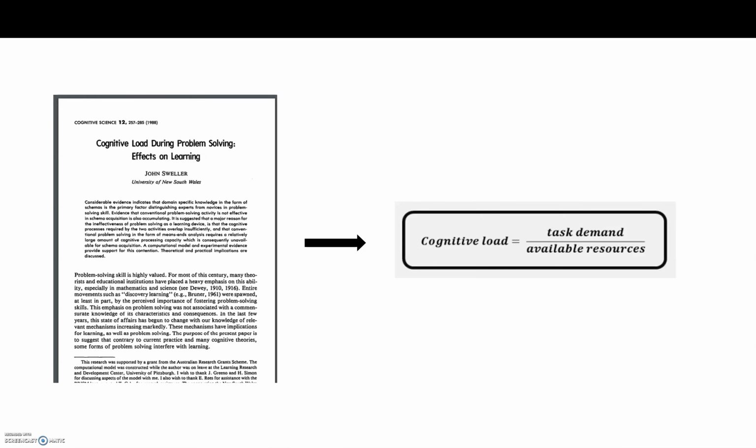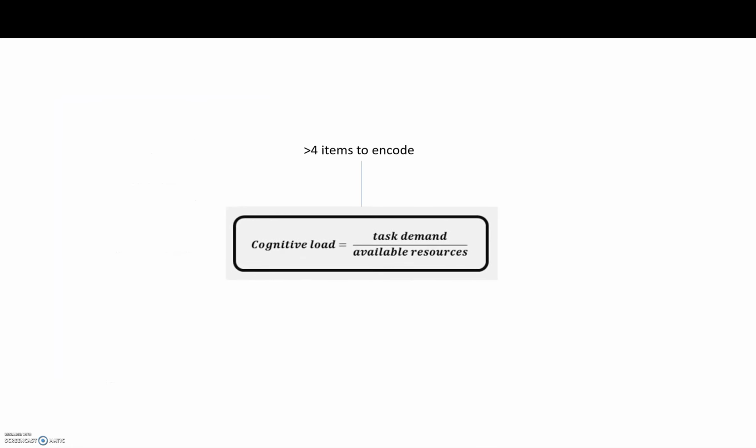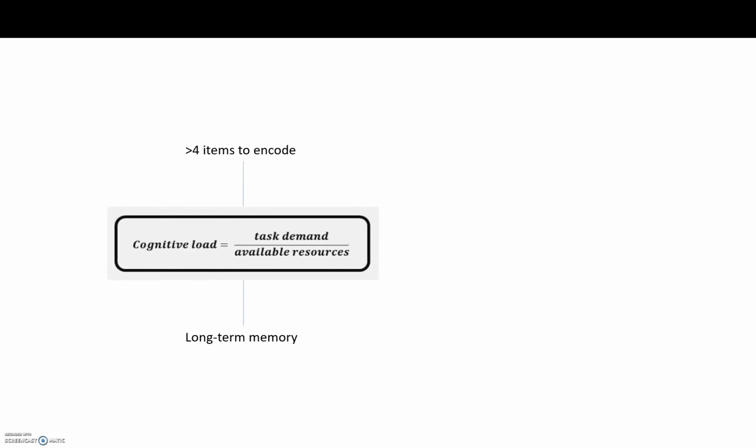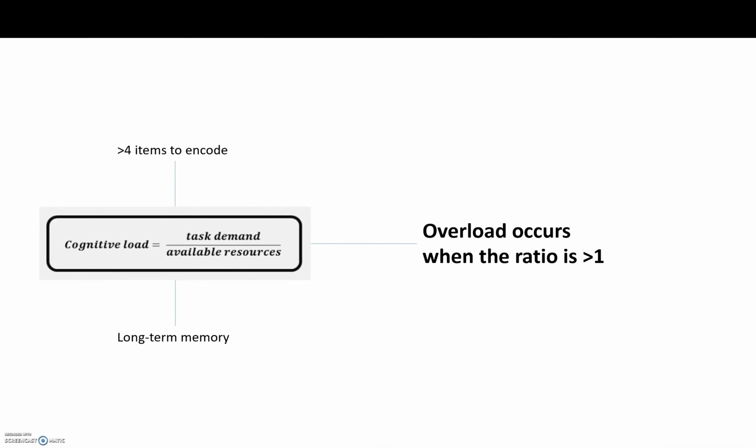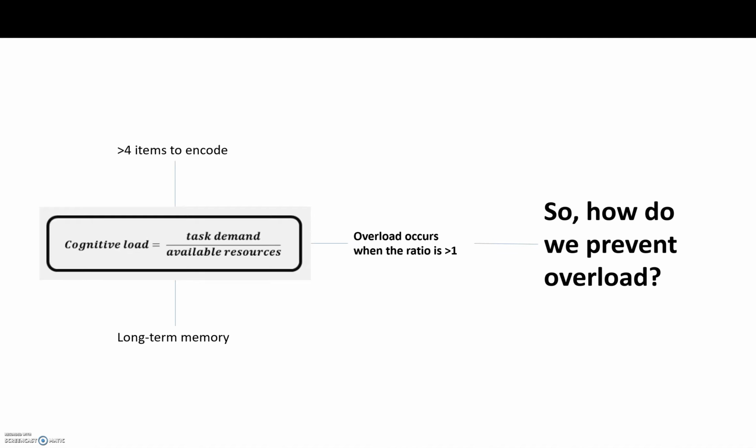John Sweller's work on cognitive load theory is remarkable and is neatly summarised in this ratio. By the way, he got his PhD at Adelaide University. When there are greater than 4 items to process and the long-term memory is not able to support the processing, the ratio turns against the student's capacity to maintain concentration. So, how do we prevent cognitive overload?